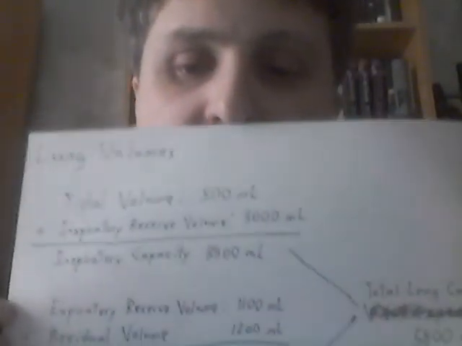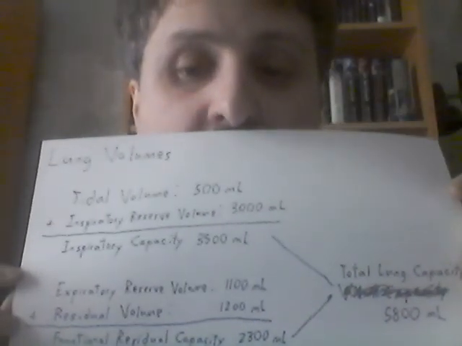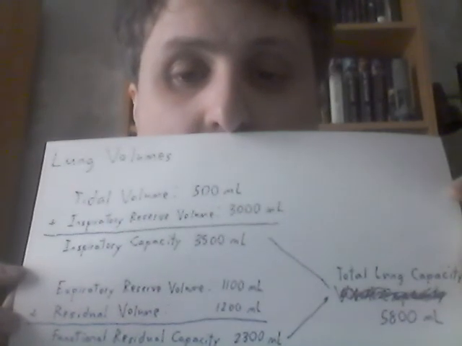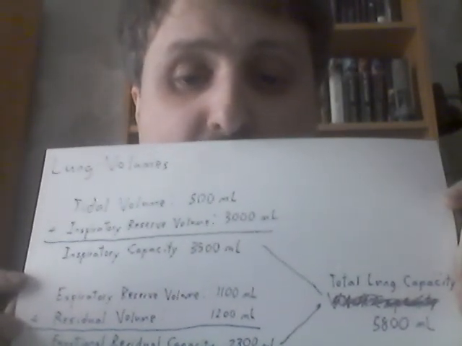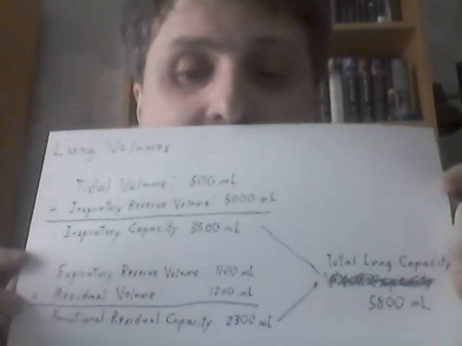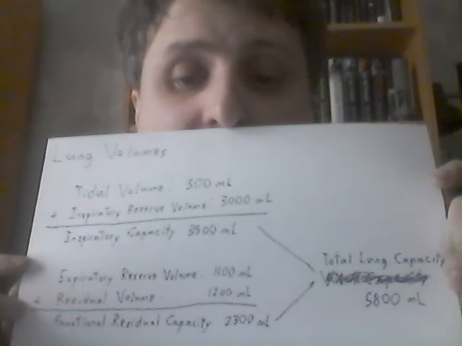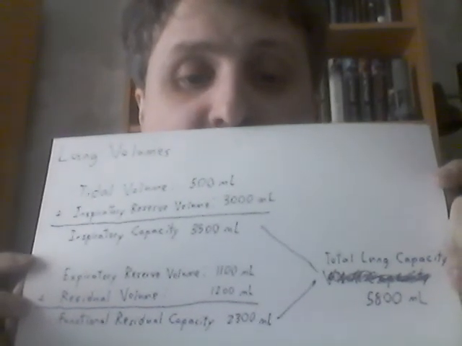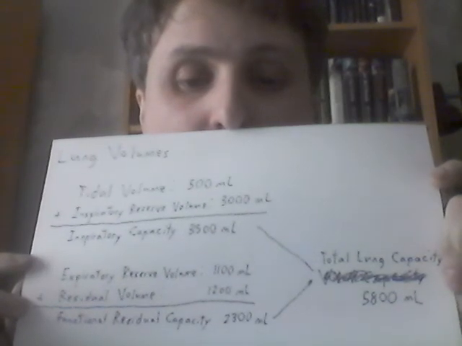Let me show you the numbers on that. Got some equations for you here. The top formula is showing us how much air we can take in. Tidal volume, 500 milliliters, plus inspiratory reserve volume, the amount I can forcefully breathe in beyond that, of 3,000 milliliters, gives me an inspiratory capacity of 3,500 milliliters, the maximum air that I can breathe in.